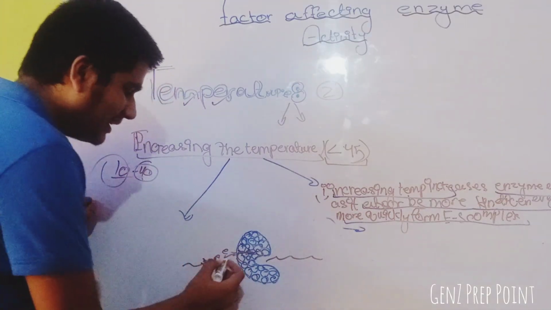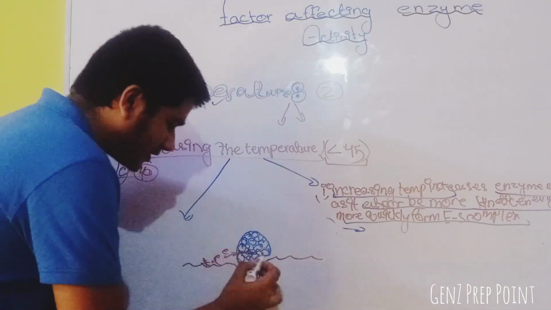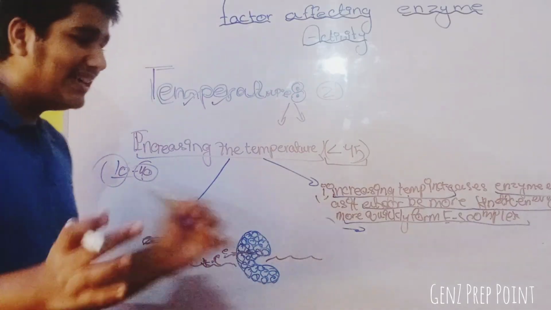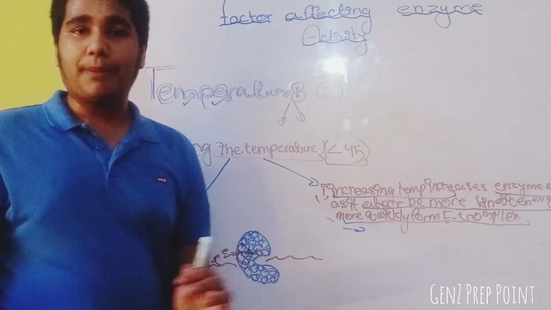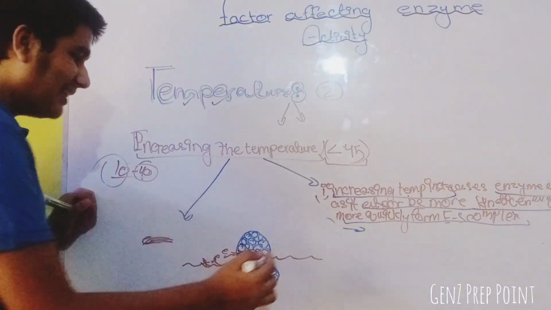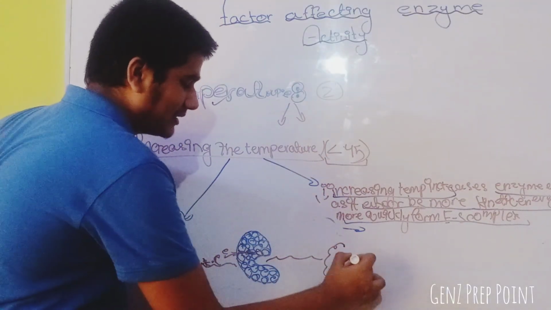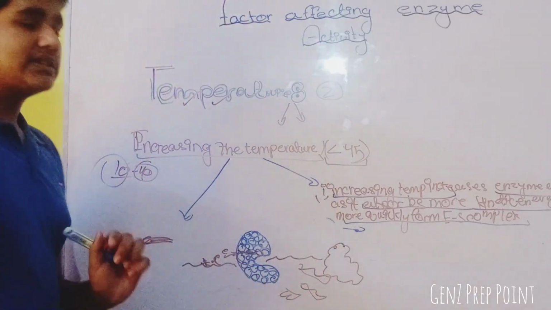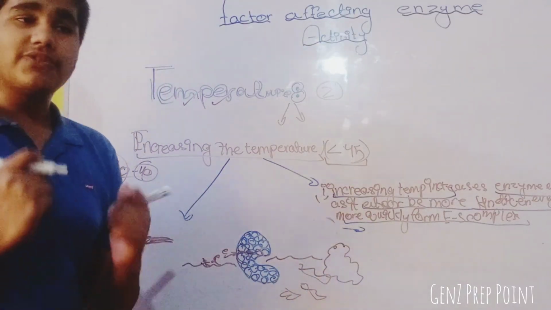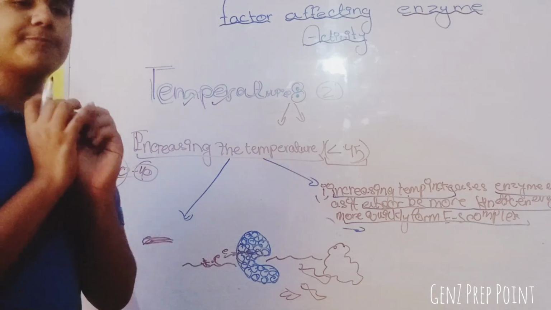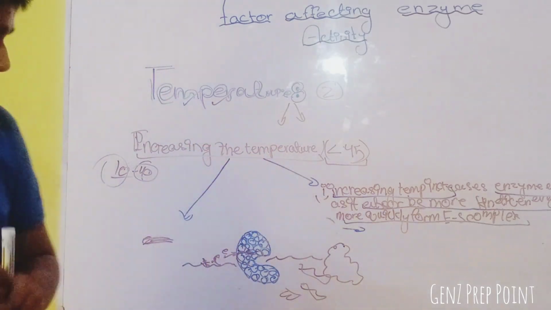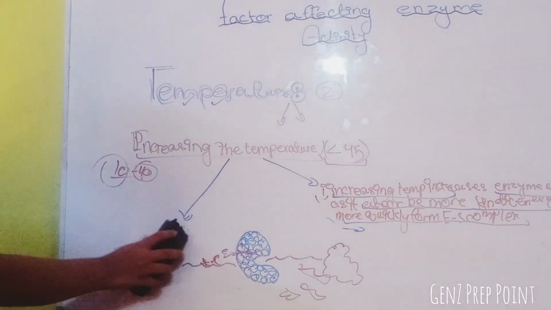So what happens? These bonds start to shake. These protein molecules start to shake. When they shake, the bonds between the particles weaken. That causes an irregular shape of the enzyme, or the enzyme can break, one part here, one part here. So this is called denaturation. The shape of the enzyme changes. The enzyme is permanently denatured. It cannot be restored by any scientific method.